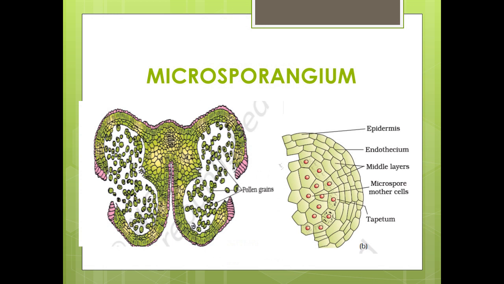Look at the structure of the microsporangium. A typical microsporangium will appear nearly circular in outline in its transverse section. It is made up of four layers, namely epidermis, endothecium, middle layers, and tapetum. Epidermis, endothecium, and middle layers are protective in function and help in dehiscence of anther. The innermost layer is tapetum, which nourishes the developing pollen grain.